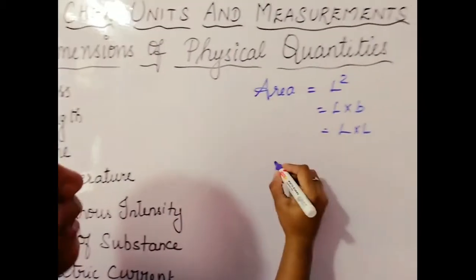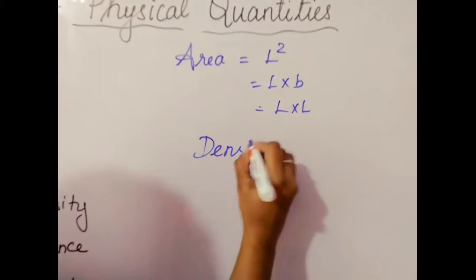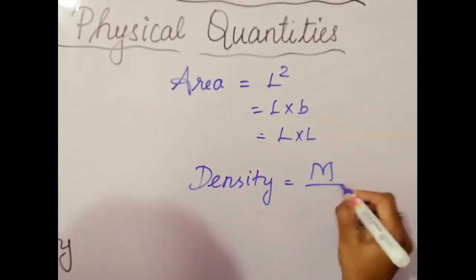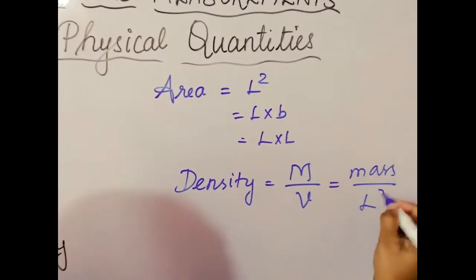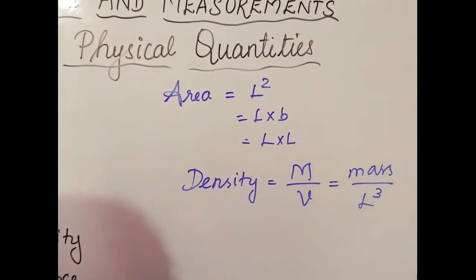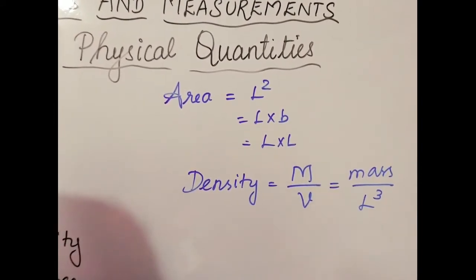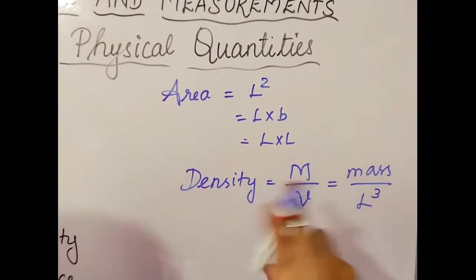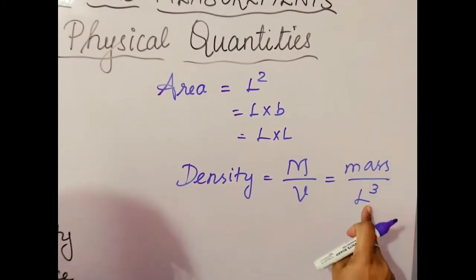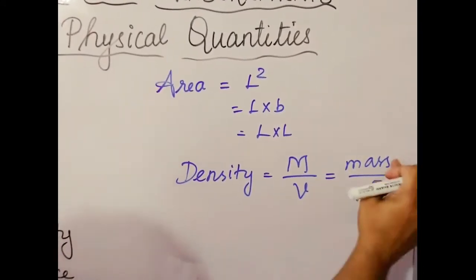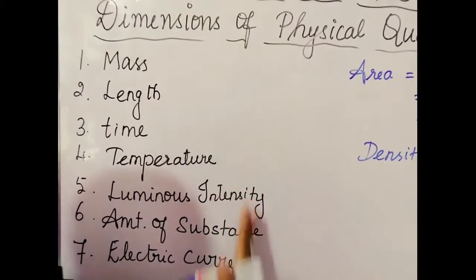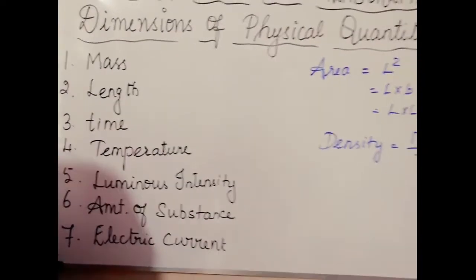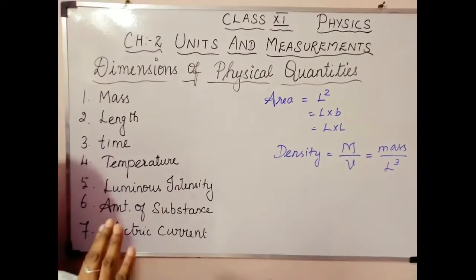If you take another example, density, the formula is mass per volume. Volume is again L cube, length into breadth into height. Breadth is also a distance between two points, height is also a distance between two points. Again we have come to the length, so L cube. So mass and length, again we have come to the fundamental quantities, so it is derived from the fundamental quantities. Apart from these, whatever physical quantities are there, all are called derived quantities.